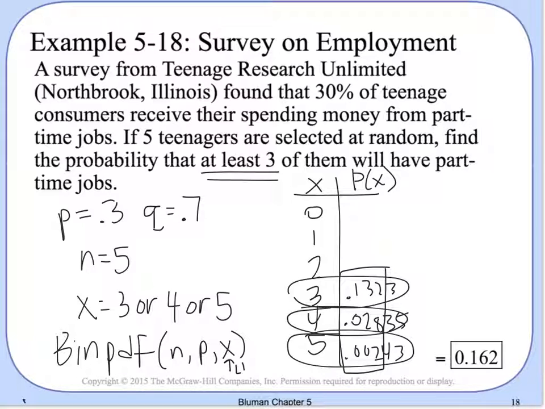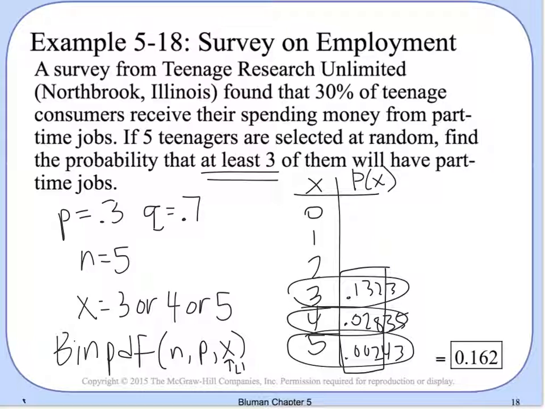All right, so that's how we go about doing that one. My next question for you is this. What if n was 20 and I wanted 3 or more? What if n was 20 and I was asking you for the probability of 3 or more? How would that change this problem? How would that change this table if n was 20?